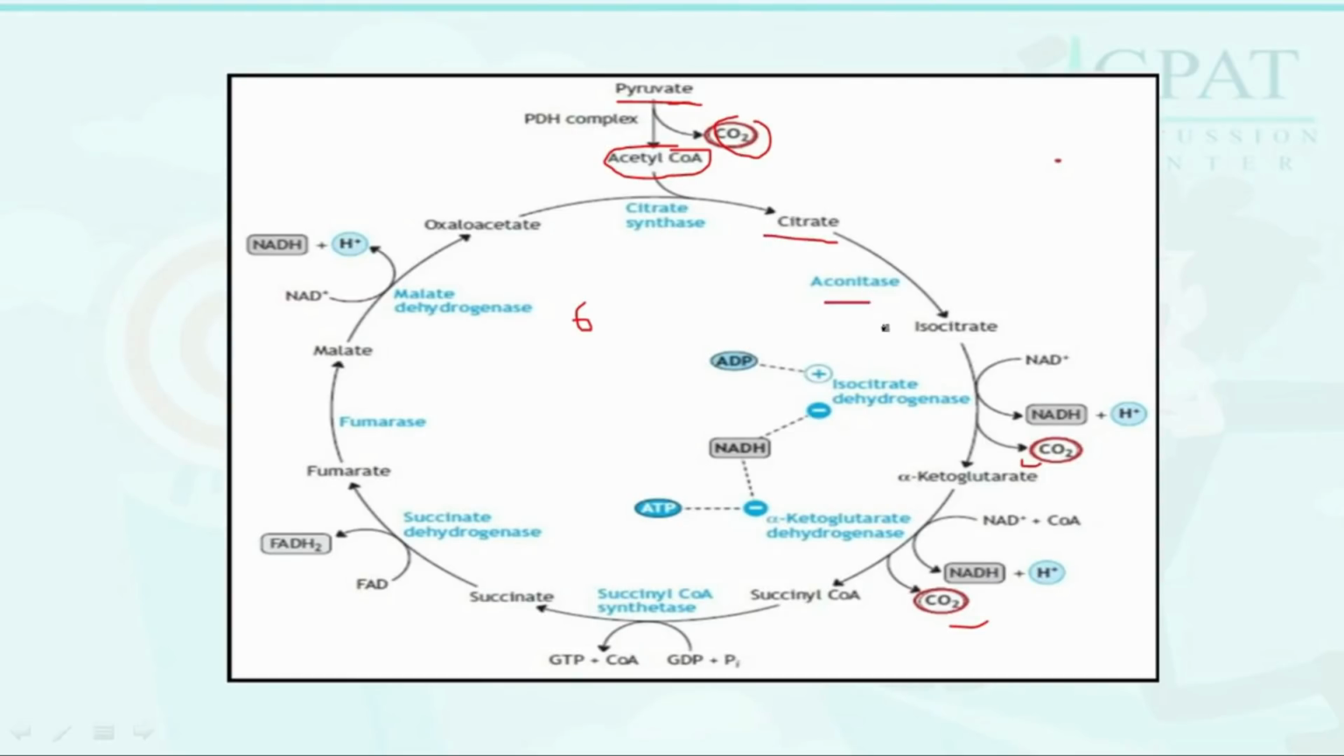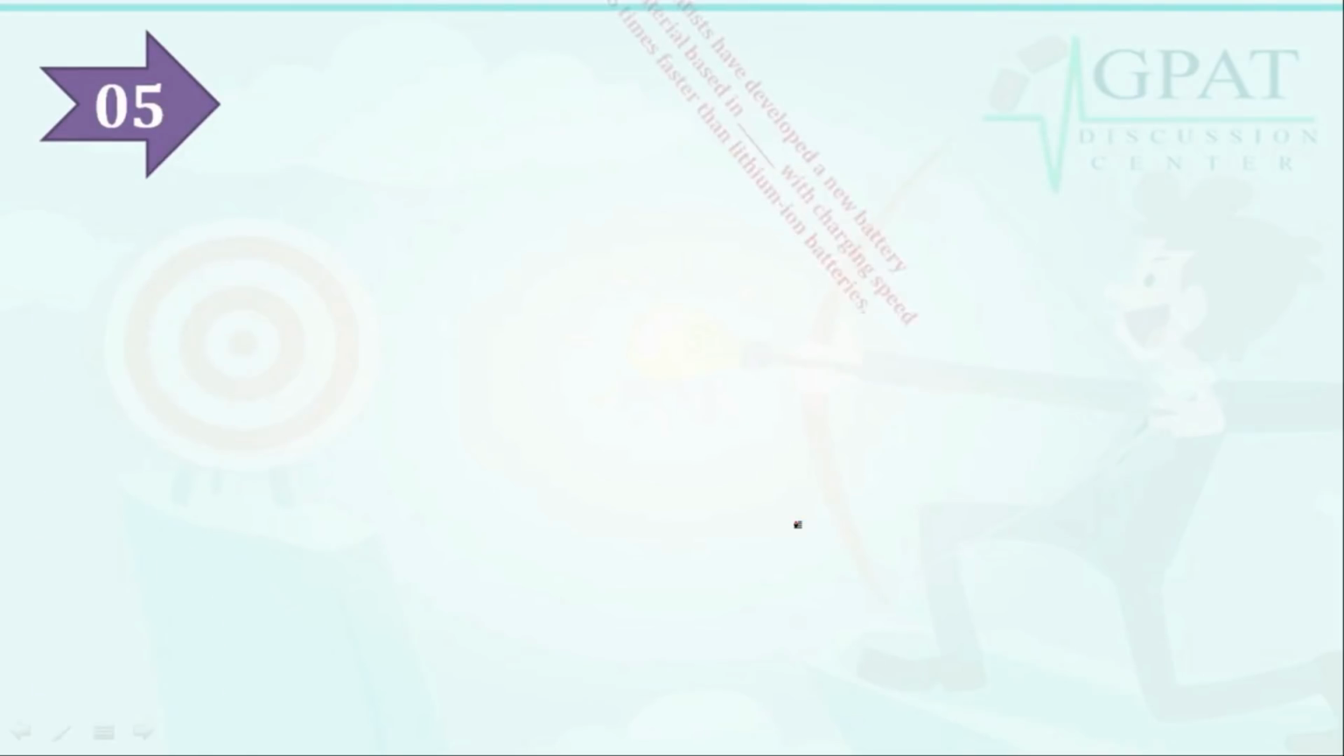With the help of aconitase, it converts to isocitrate, and with the help of isocitrate dehydrogenase, and further succinyl coenzyme A converts into succinate, and after that fumarate, and fumarate converts into malate, and malate converts into oxaloacetate with the help of their respective enzymes: fumarase, succinate dehydrogenase, succinyl coenzyme synthase, and malate dehydrogenase. So it's all about this question. Moving on to the next question.